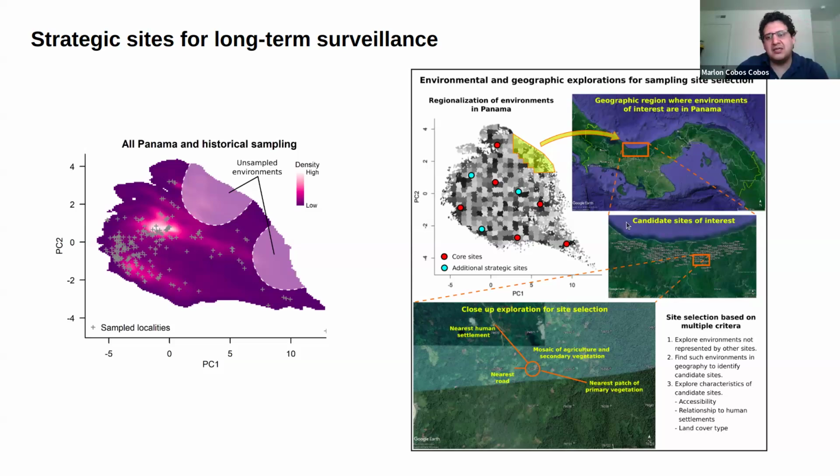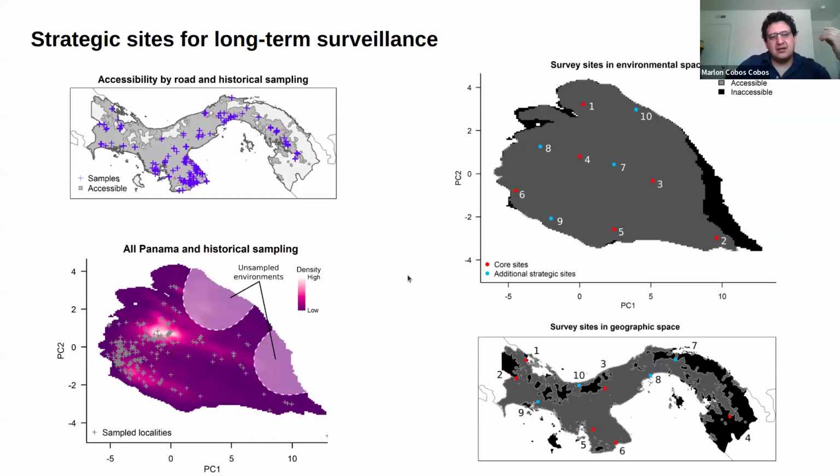And so that's more or less the dynamic that we went through, or the pipeline that we went through to select this final point. And with that, we selected these points here that, as you can see, kind of cover pretty well environmental conditions in Panama. And this was the only point that wasn't really sampled before, this 10th point.